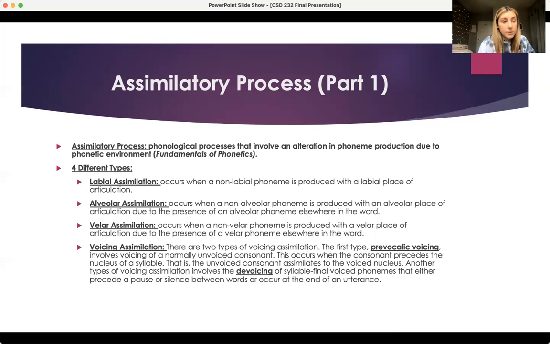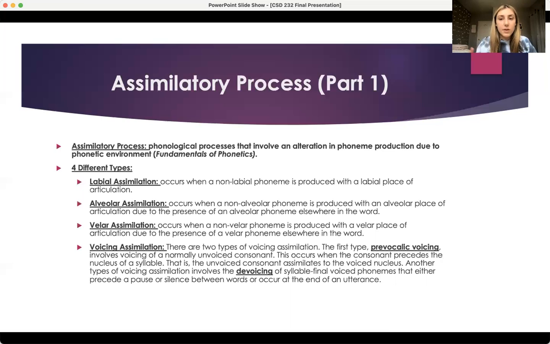The first one I want to talk about today is labial assimilation. This occurs when a non-labial phoneme is produced with the labial place of articulation. This is usually due to the presence of a labial phoneme elsewhere in a word. Then we have alveolar assimilation, which occurs when a non-alveolar phoneme is produced with an alveolar place of articulation due to the presence of an alveolar phoneme elsewhere in the word. Then we have velar assimilation, which occurs when a non-velar phoneme is produced with the velar place of articulation, also due to the presence of a velar phoneme elsewhere in the word.